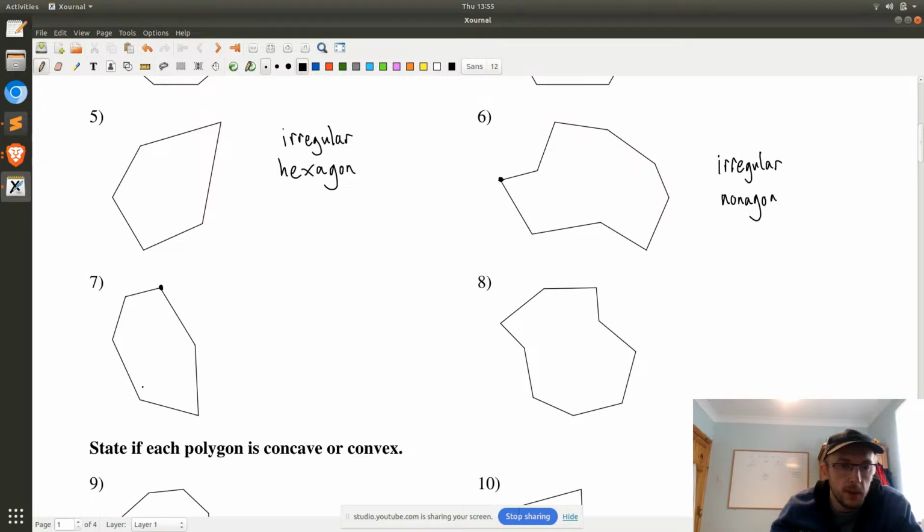One, 2, 3, 4, 5, 6. Irregular hexagon. One, 2, 3, 4, 5, 6, 7, 8, 9. Irregular nonagon.